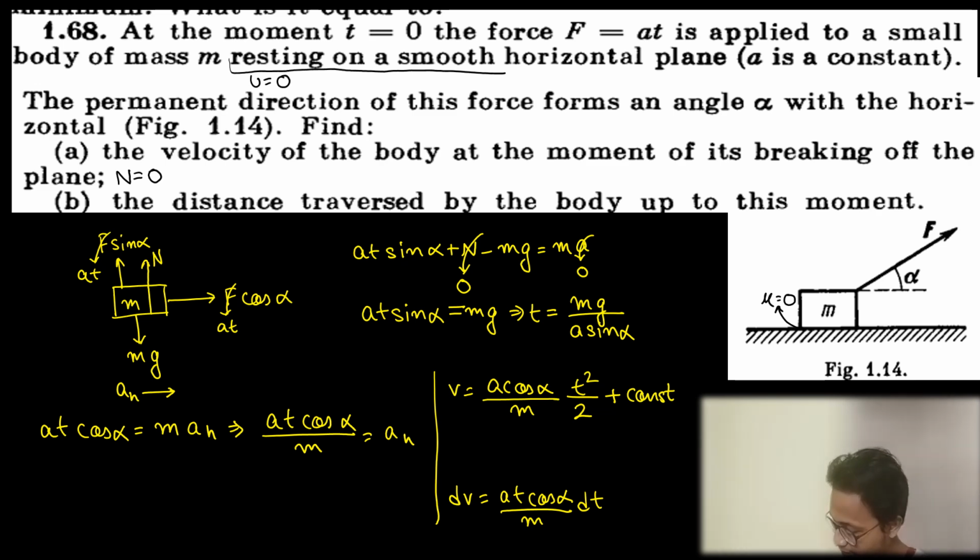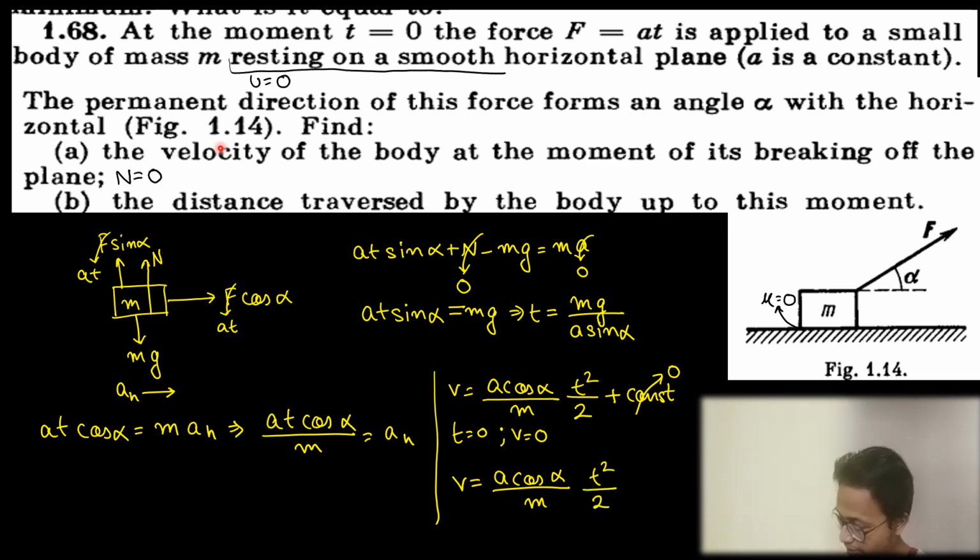So my boundary condition here would be, when t is equal to 0, v is equal to 0. If I put t is equal to 0 and v is equal to 0 in this equation, I get the constant is equal to 0. So my main equation of velocity becomes v is equal to A cos alpha by m into t square by 2. Now I need to find the velocity of the body at the moment of breaking off. And what was the time when it was breaking off? The time was mg by A sin alpha. So if I substitute mg by A sin alpha here, I'll get the velocity.